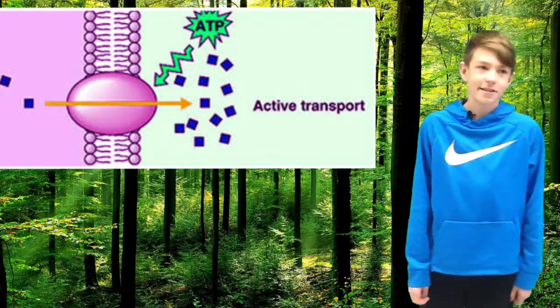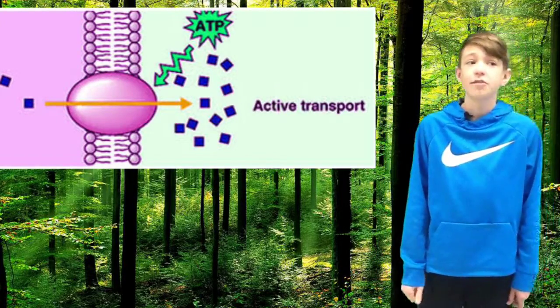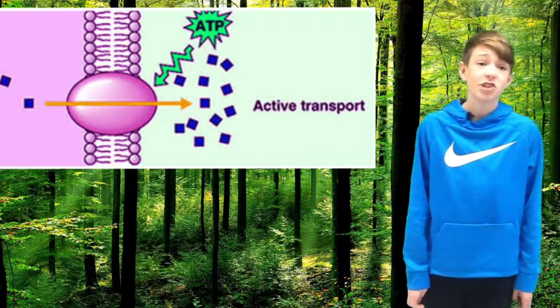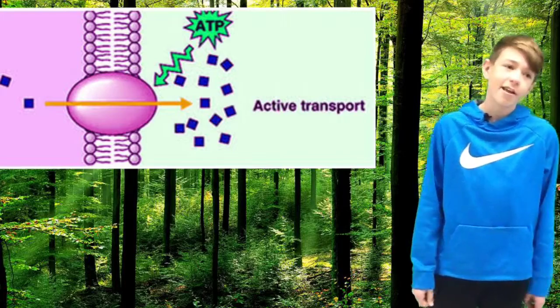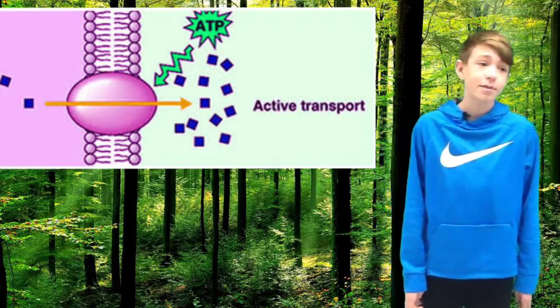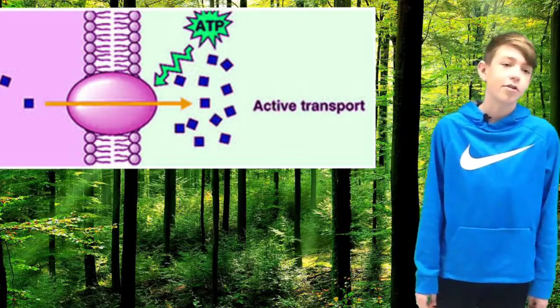My name is Anthony, and today I'm talking about active transport. So let's say there's a low concentration outside of a cell and a high concentration inside the cell. The cell can't get the potassium that it wants, or can it? The cell will use active transport to get the potassium inside where there's a high concentration. You're probably wondering how the cell can do this.